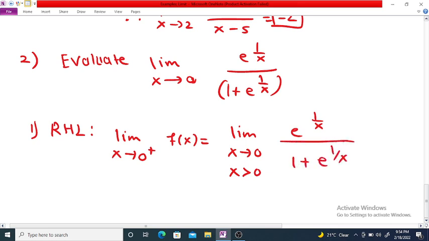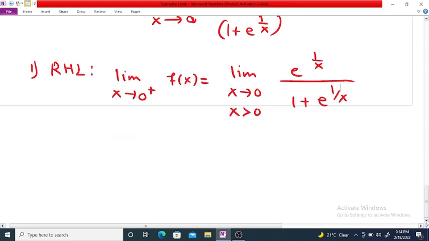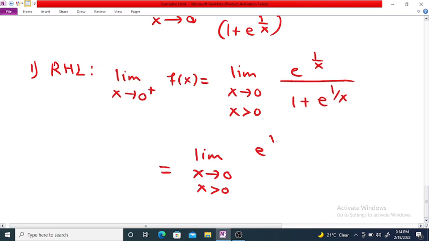Now as x is greater than 0 and x is approaching 0, then 1 by x tends to infinity. So if we take e raised to 1 by x outside from the numerator and denominator, we get limit as x tends to 0, x greater than 0, of e raised to 1 by x divided by e raised to 1 by x into (1 divided by e raised to 1 by x plus 1).